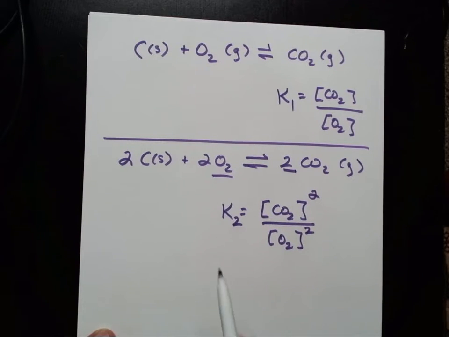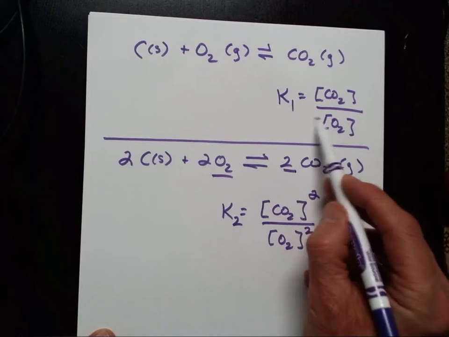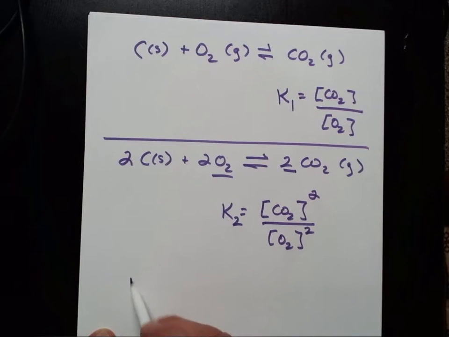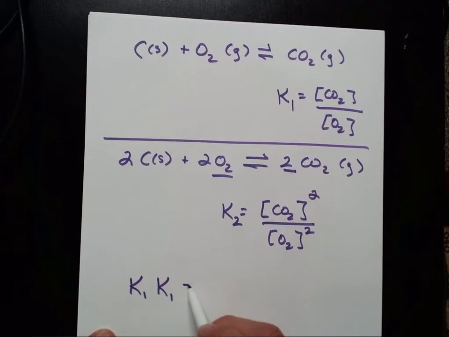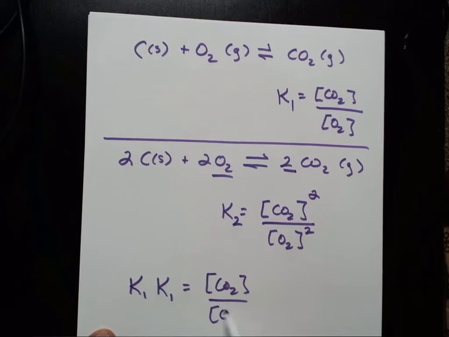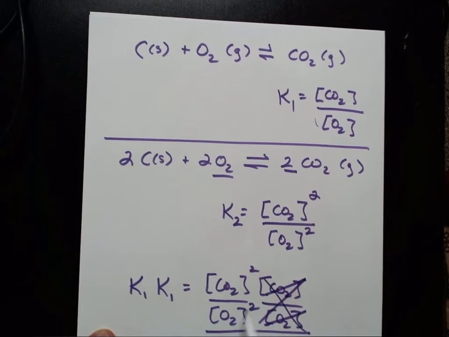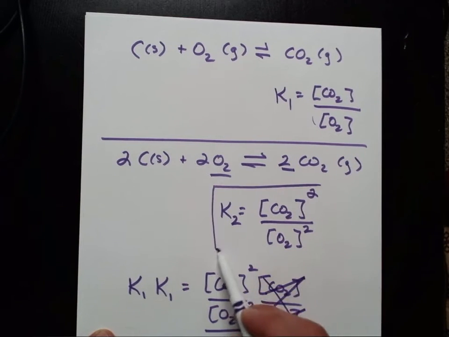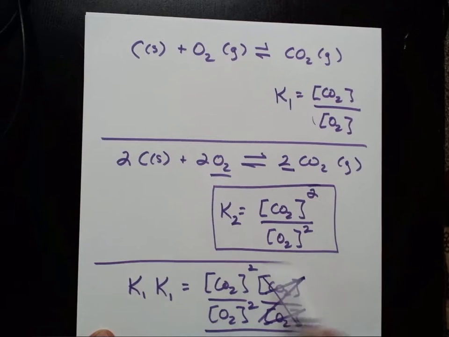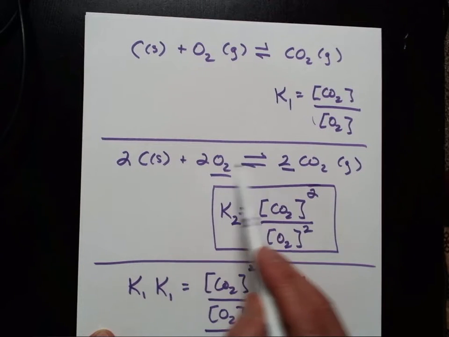And notice that if we take K1 and multiply it by itself, well, we'd get the concentration of CO2 divided by the concentration of O2. That's this. We'll do it one more time. And hey, look, this numerator, that's just CO2 squared, and the denominator is just O2 squared. So that's identical to the equilibrium constant for the doubled equation.